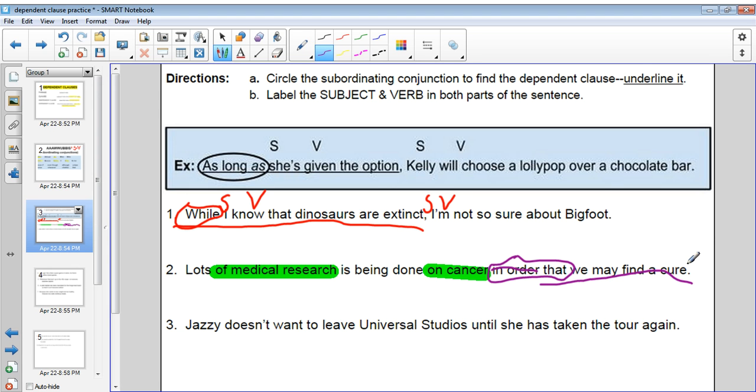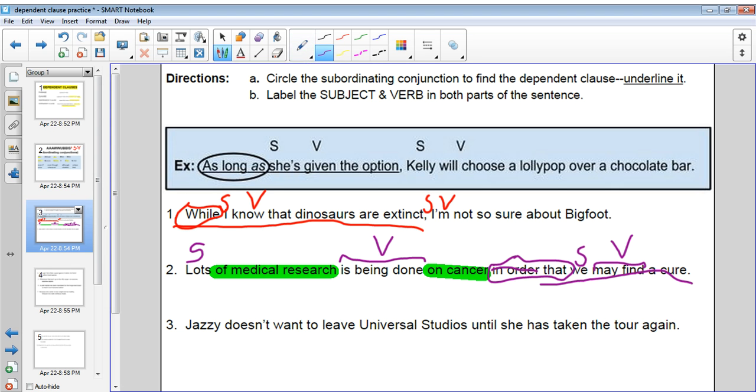Now, of course, I want to double check to make sure it's a dependent clause, that it's got a subject and a verb. So I look, we is the subject, and I see find as a verb, but I also know it has a helping verb. So together, these two act as a verb. We may find. If I look at what's left in the other part of the sentence, lots is being done. Lots is my subject, and then this whole thing is my verb phrase.